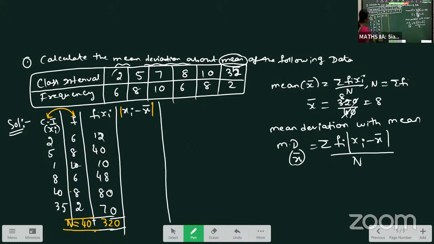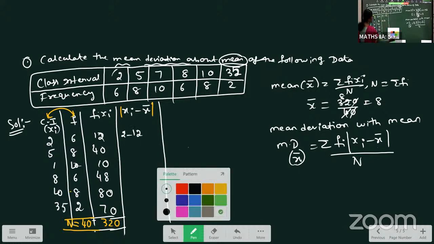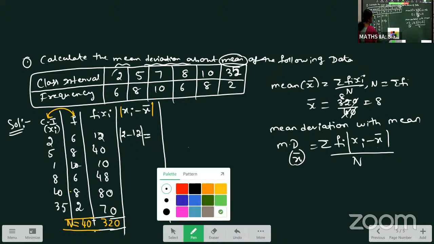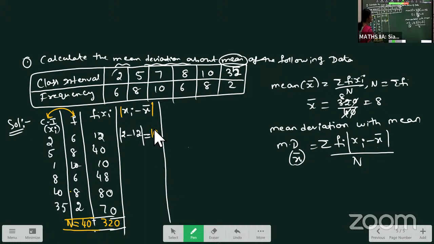So come on, take the values. First Xi value, what do we have? 2. 2 minus 12, we have to put it in the mod. 2 minus 12 is actually minus 10, but when it is modulus, you can take it as 10.